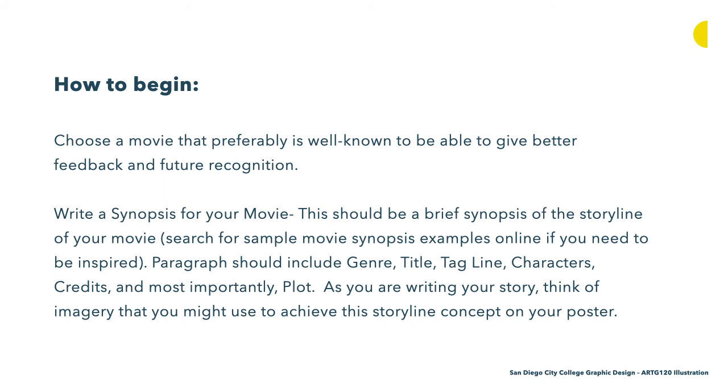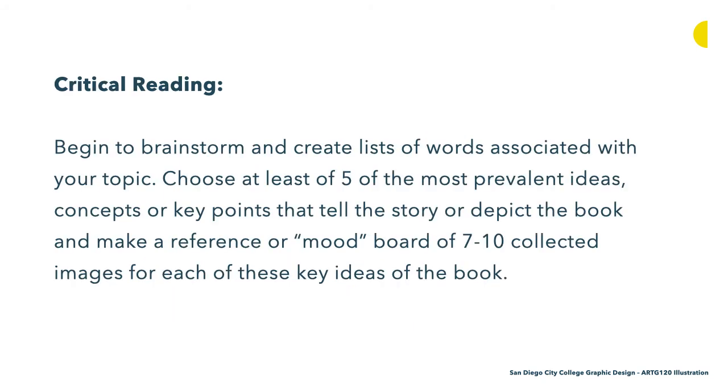And as you're writing this story, I really want you to think about some of the imagery that comes to mind as you've seen this film or you're thinking back on this film as well. So begin to brainstorm and create some lists of words associated with your topic. I want you to choose at least 5 of the most prevalent ideas, concepts, or key points of the story. And then we're going to create mood boards based on those 5 ideas with images, 7 to 10 images on each one of those mood boards.